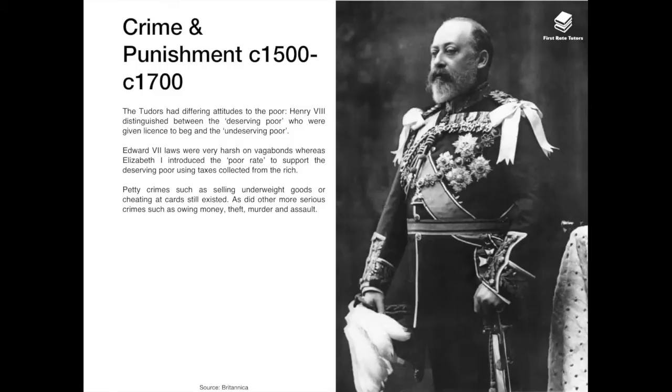Petty crimes such as selling underweight goods or cheating at cards still existed, as did other more serious crimes such as owing money, theft, murder and assault.